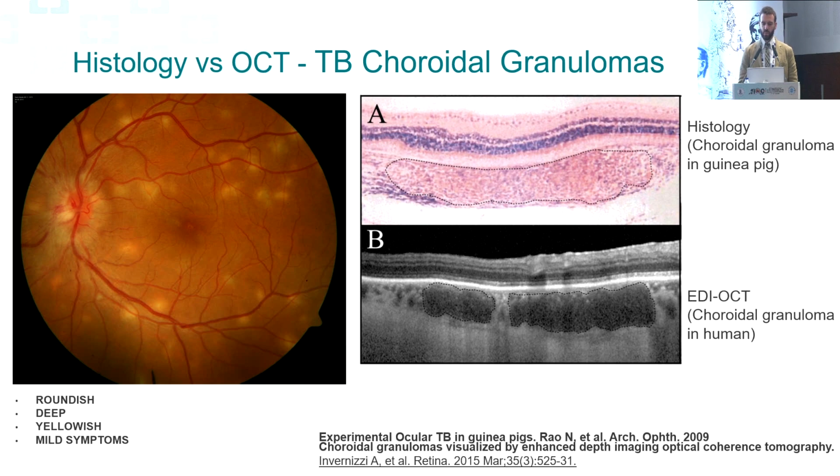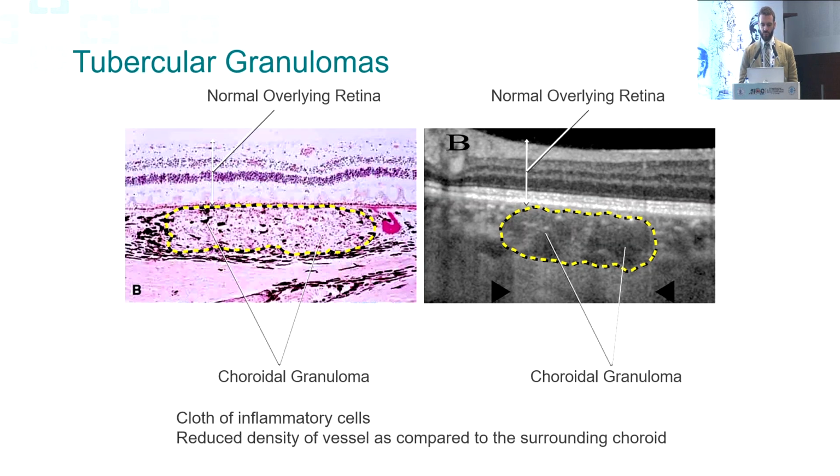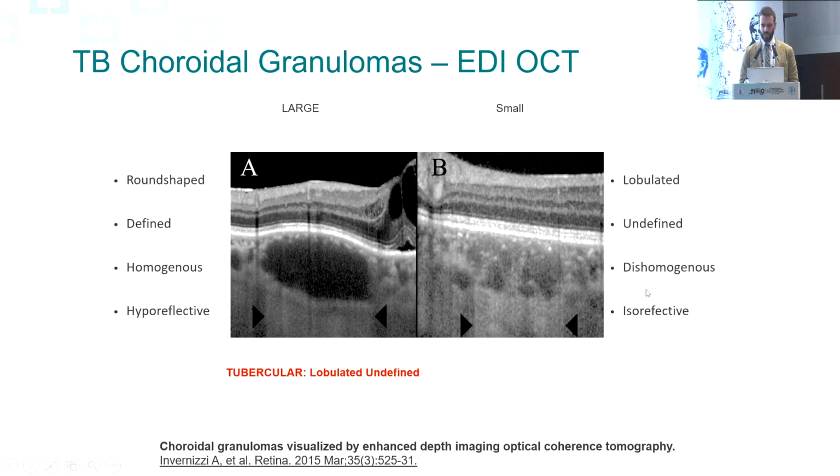In TB or sarcoid granulomas, look how EDI corresponds very, very well to histology. With EDI, you have choroidal granulomas that can be distinguished because of this halo behind. Every choroidal granuloma is hypo and has this hyper halo behind it. So it's easy to distinguish it from normal blood vessels of the choroid.